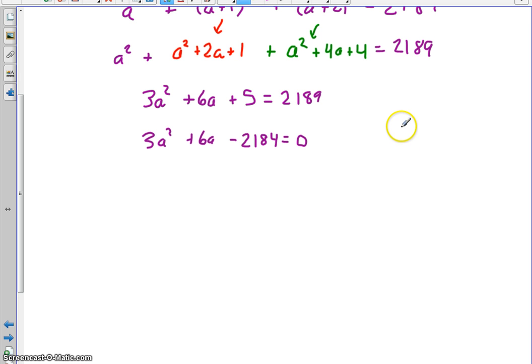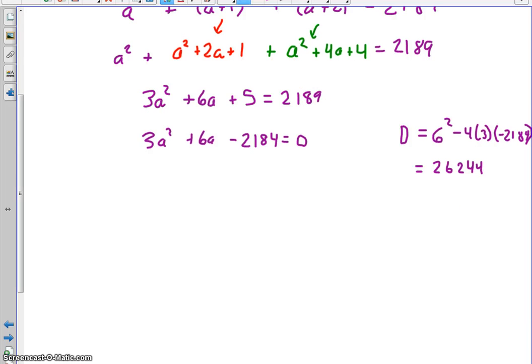I'll check my discriminant. So my discriminant is going to be equal to b squared minus 4ac, so it's going to be 6 squared minus 4 times 3 times negative 2,184, which when I work out is going to give me 26,244. And when I check that on my calculator, I'll see that it is a perfect square, so it is factorable. So I'm going to try and factor it. Again, if you find quadratic formula faster in this situation, especially with the larger numbers that are involved, feel free to use that. But I'm going to factor it because I think it's good practice, and we should wind up with the same answers in the end.